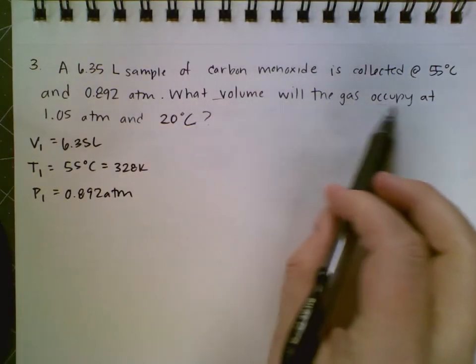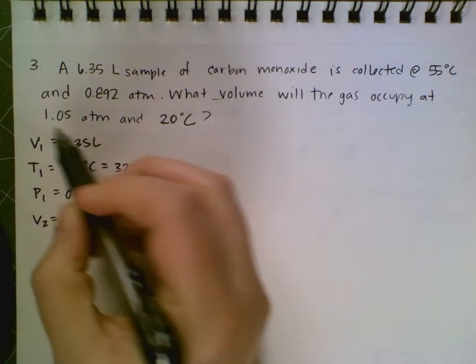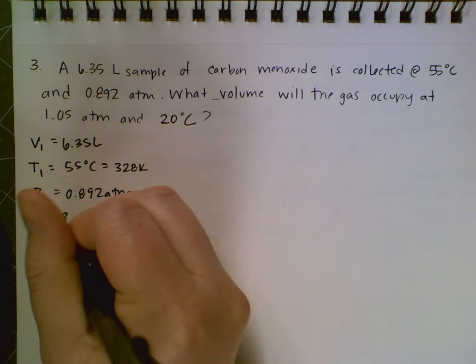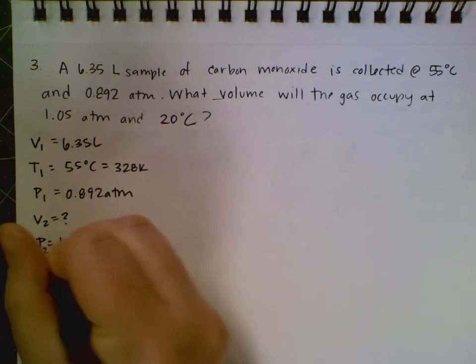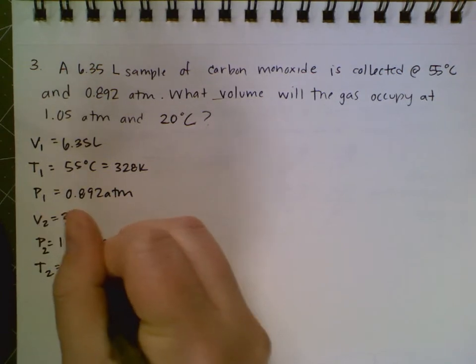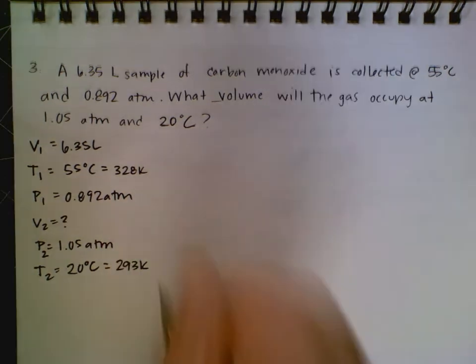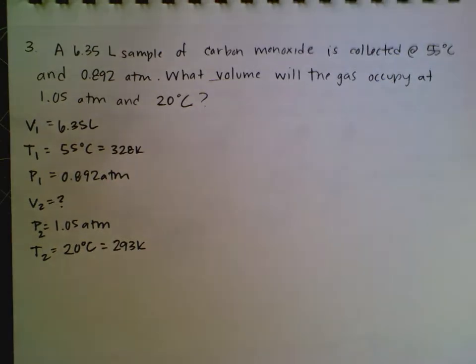What volume will the gas occupy? So I do not know my V2. Pressure is going to be, for the second set of conditions, 1.05 atmospheres, and my T2 is going to be 20.0 degrees Celsius, which is going to be 293 Kelvin. So I've got a lot of information here, which means we're probably going to be doing all the math.